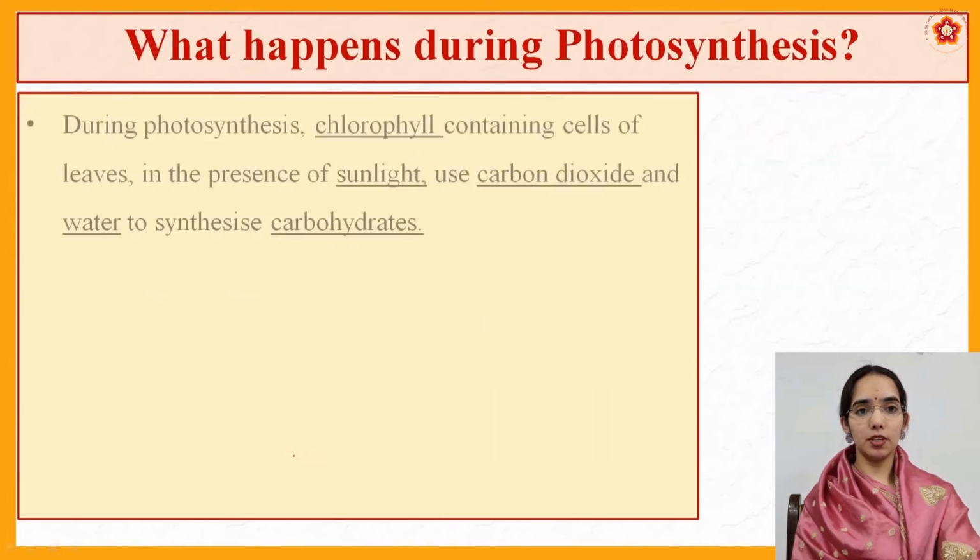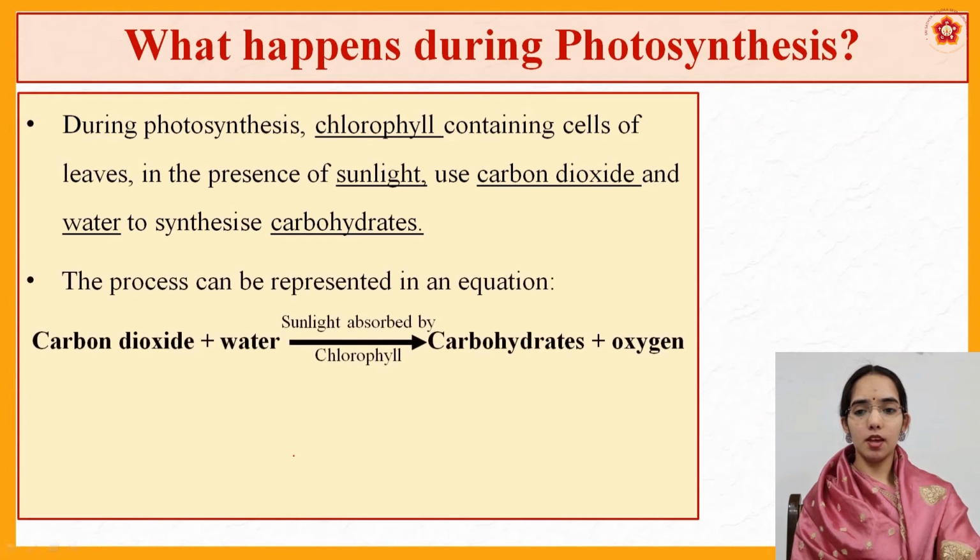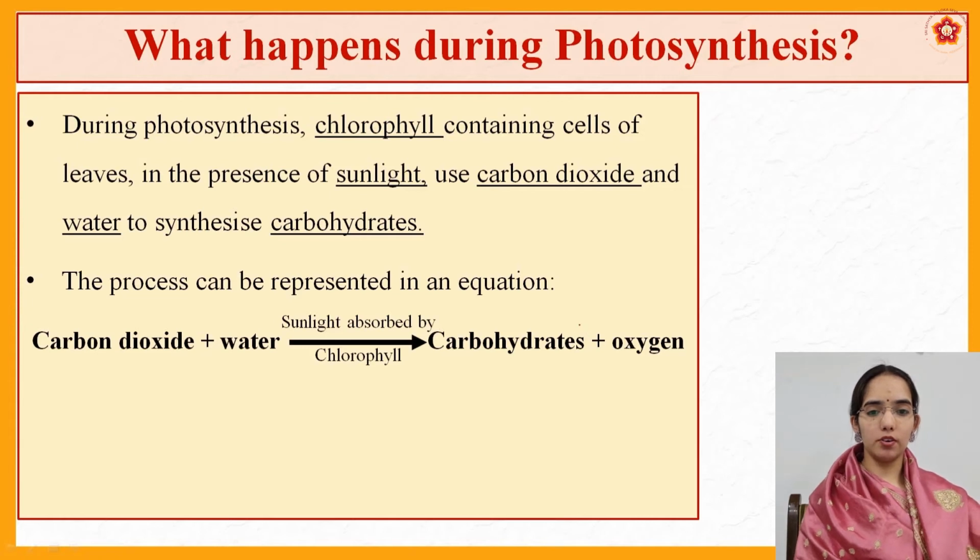What happens during photosynthesis? During photosynthesis, chlorophyll containing cells of the leaf, in the presence of sunlight, use carbon dioxide and water to synthesize carbohydrates. The process can be represented in an equation. Carbon dioxide plus water, in the presence of sunlight which is absorbed by chlorophyll, gets converted into carbohydrates and oxygen. So this carbohydrate is the food of the plant. And the name of this carbohydrate is glucose.